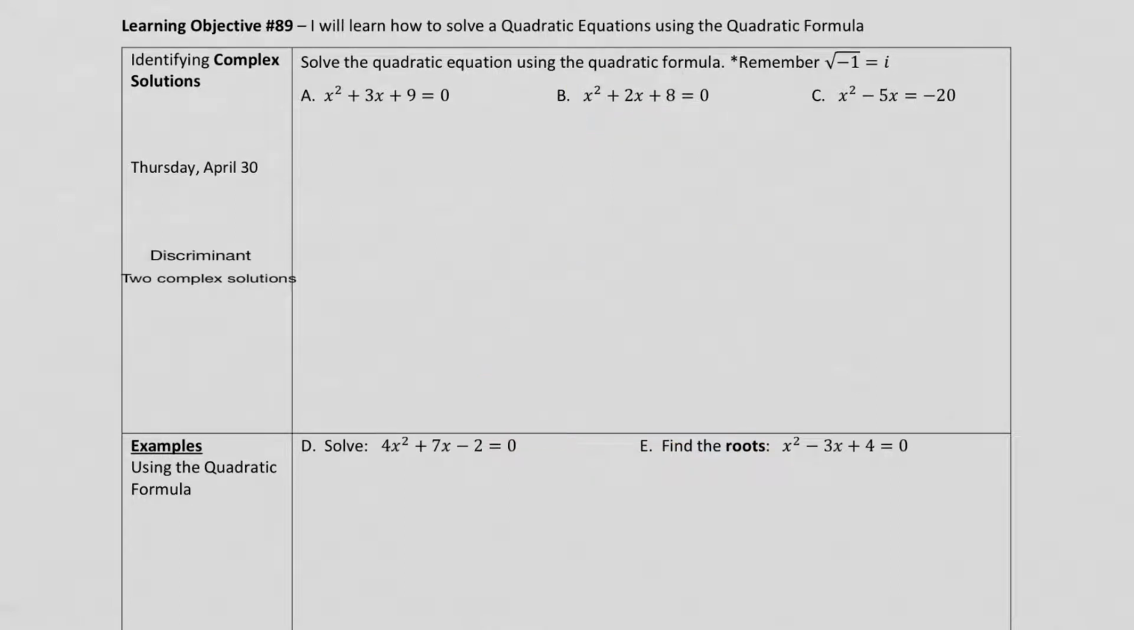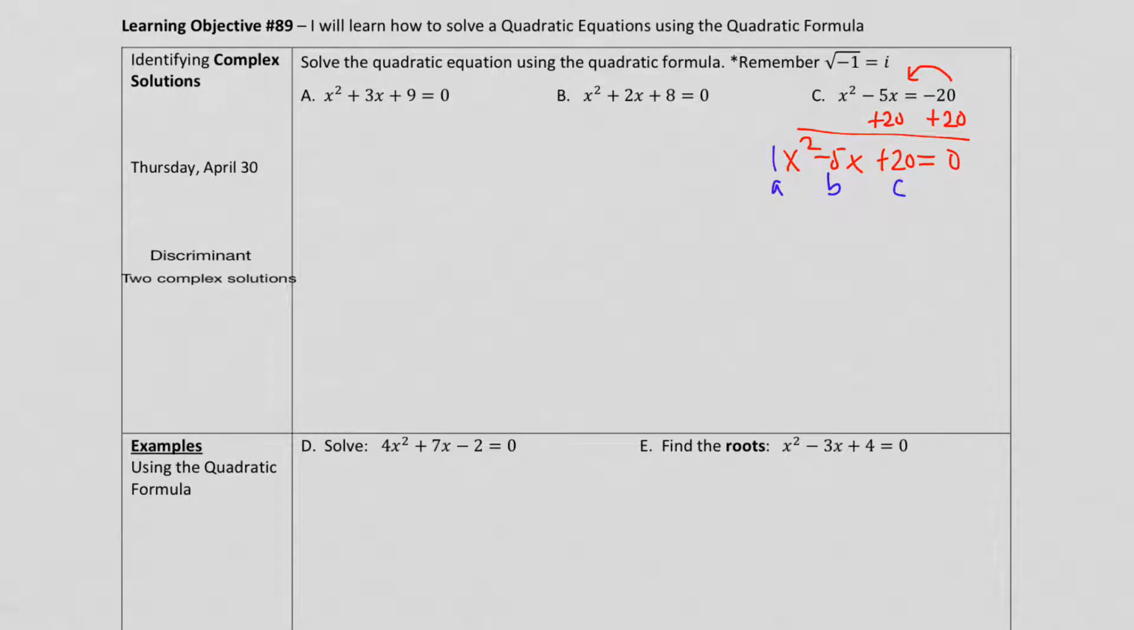Okay, so example C. In this case, notice how this is not in standard form to begin with. So my first job before I do anything else is to move this negative 20 back to the left with all the other terms. To move this over, I'm going to have to undo it by adding 20 to both sides. Now 20 minus 20 gives me the 0 that I need. So now I have x squared minus 5x, and now this is a plus 20. So from here, I now have a is 1, b is negative 5, and c is 20.